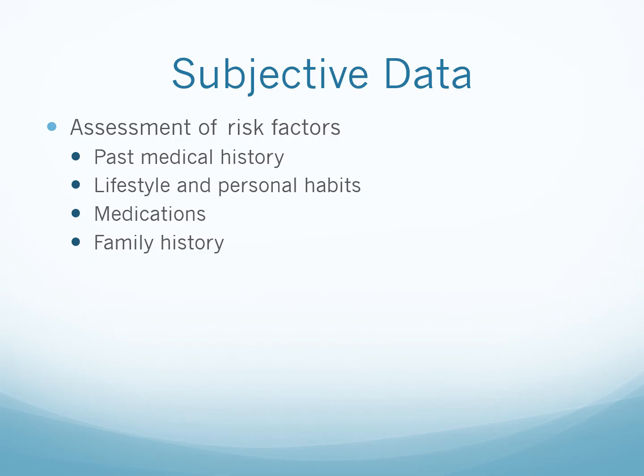And finally, we're assessing family history. Some musculoskeletal conditions have genetic components. This includes osteoporosis, rheumatoid arthritis, osteoarthritis, and certain connective tissue disorders. So family history can help us identify patients at an increased risk for future disease.